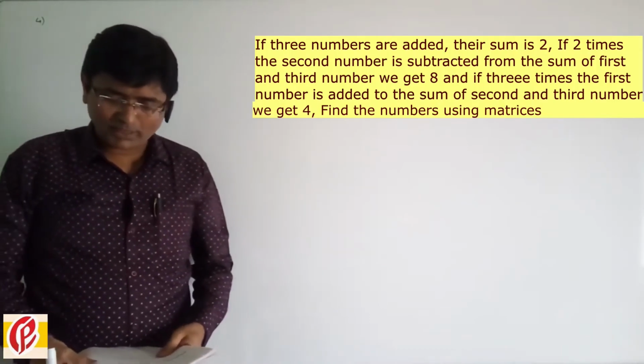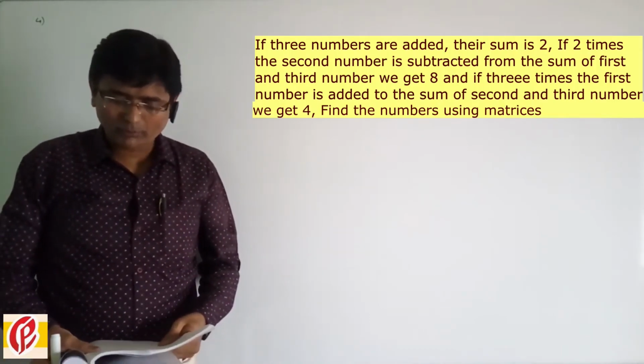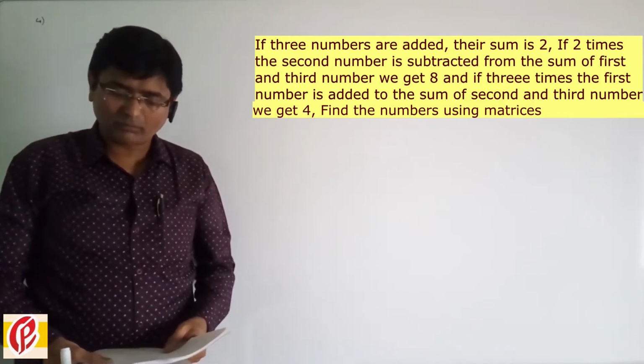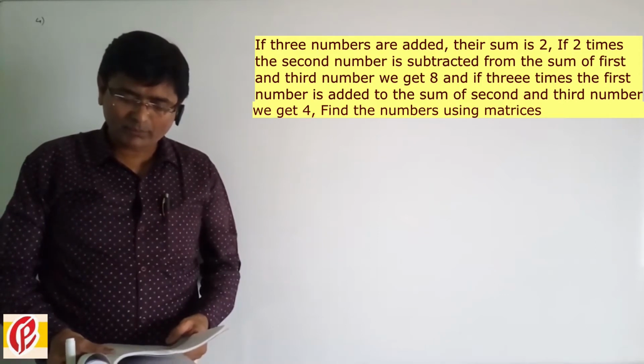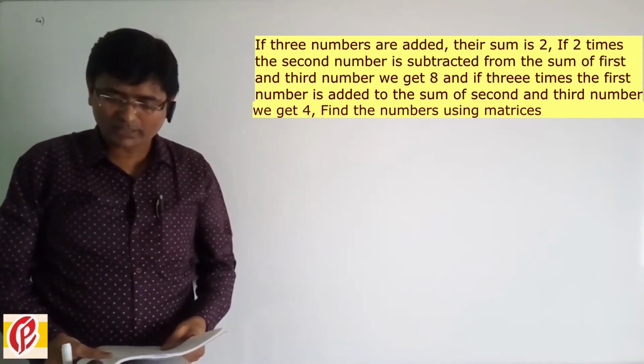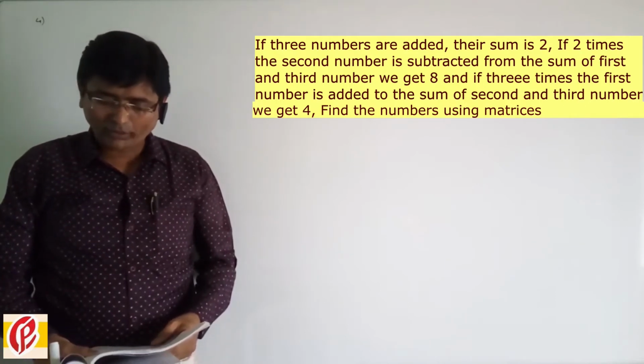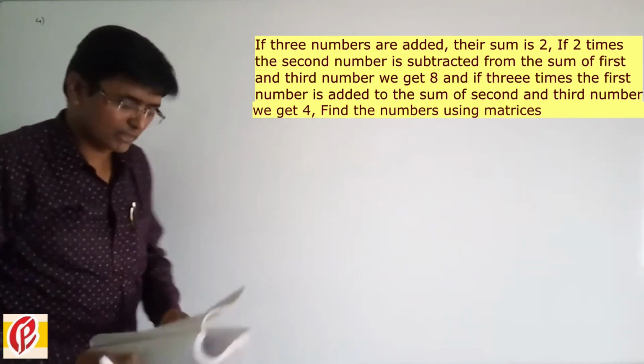Now we'll take the fourth sum. If three numbers are added, their sum is 2. If 2 times the second number is subtracted from the sum of first and third number, we get 8. And if 3 times the first number is added to the sum of second and third number, we get 4. Find the numbers using matrices.